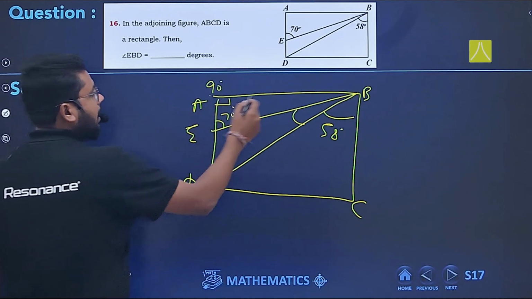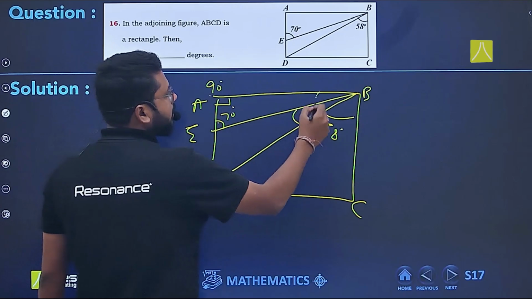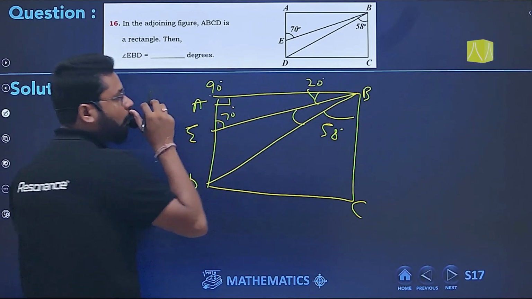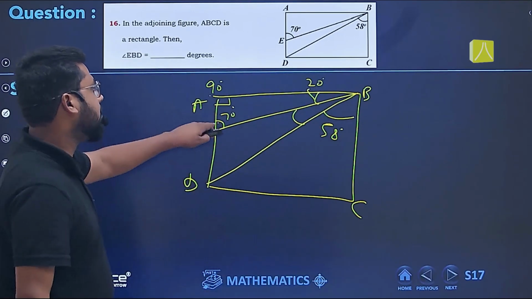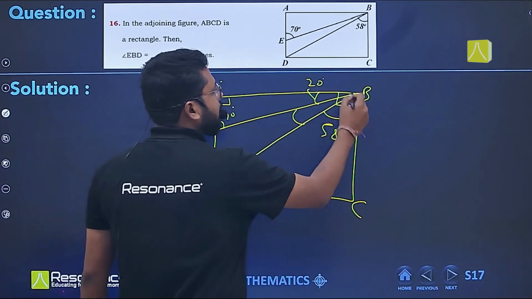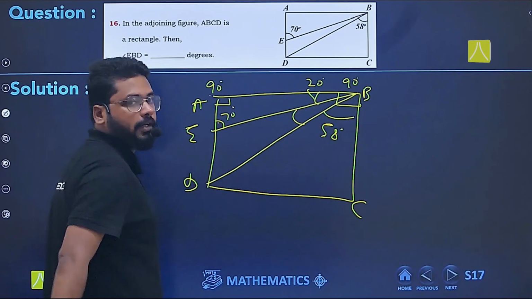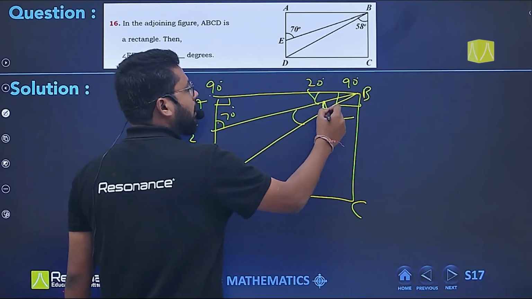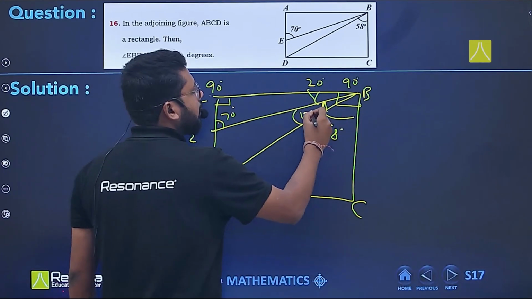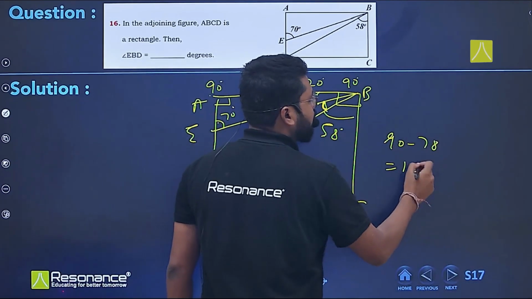So in triangle ABE, if this is 90 and this is 70, automatically this angle is 20 degrees, because the sum of all three angles should be 180. So 90 plus 70 is 160, so this is 20 degrees, and this angle B is 90 degrees. So 58 plus 20 is 78. This means the small portion left, that is EBD, will be 90 minus 78, that is 12 degrees.